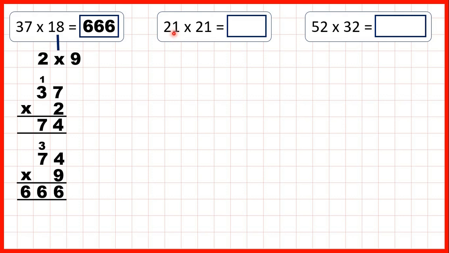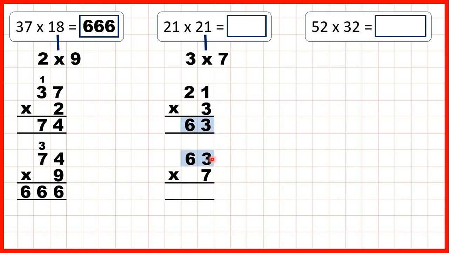Now we have 21 times 21. 3 times 7 is 21. So first, let's multiply 21 by 3. 1 times 3 is 3, and 2 times 3 is 6. So now we can take that answer and multiply it by the other factor in our pair. 3 times 7 is 21, so 2, 1. 6 times 7 is 42, plus 2 is 44, so that gives us 441.